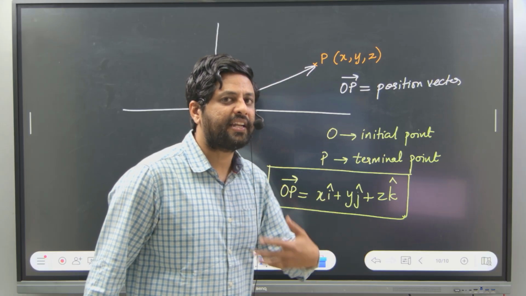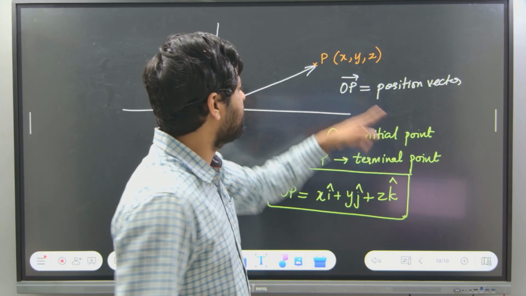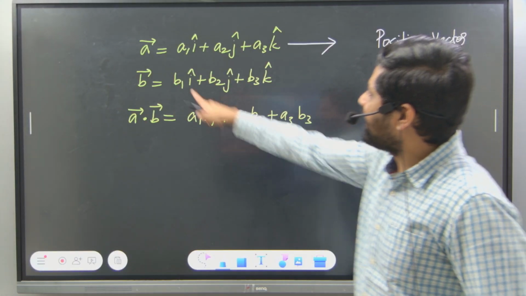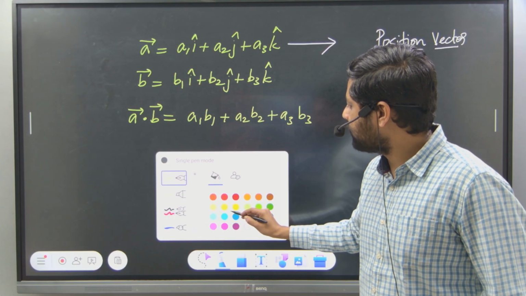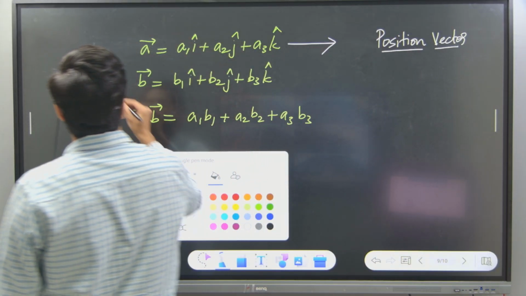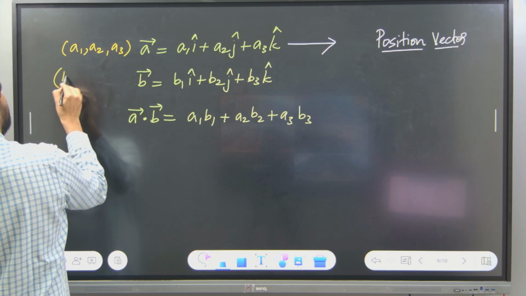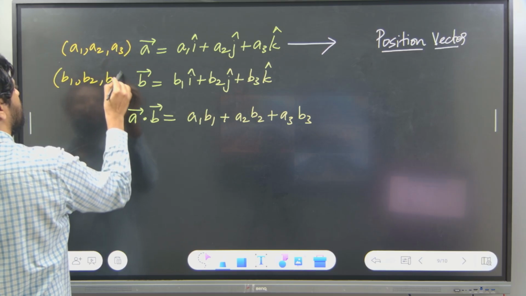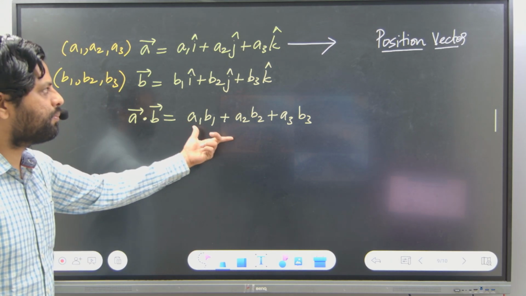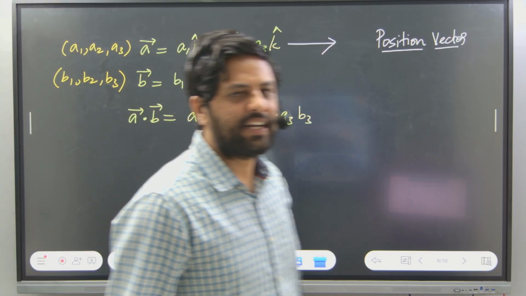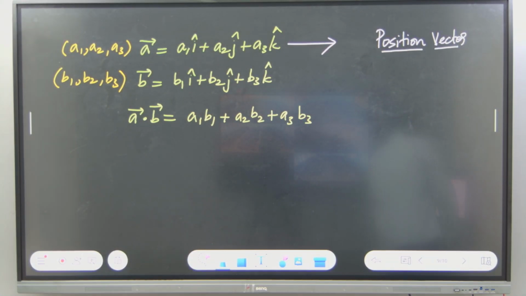So whenever I write a vector in this particular format, what do x, y and z represent? They represent the coordinates of that particular point with respect to the origin. So that is what has happened here. We had the vector A. What will be the coordinates of vector A according to this? A1, A2, A3. Similarly, the coordinates of vector B will be B1, B2, B3. And when I do A dot B, we are multiplying the respective x components, respective y components and respective z components. So this is the formula for dot product in the vector format.